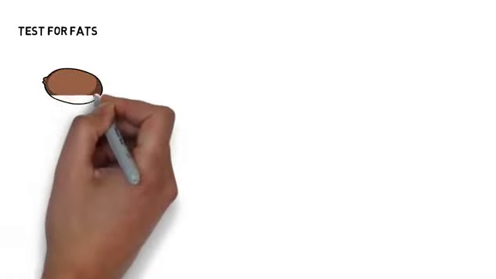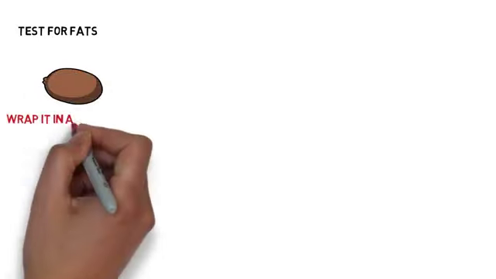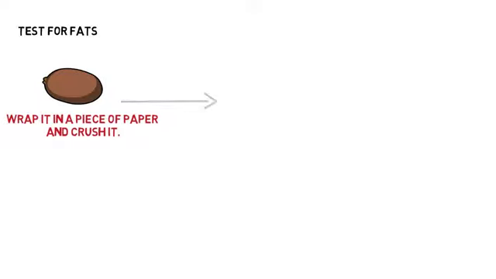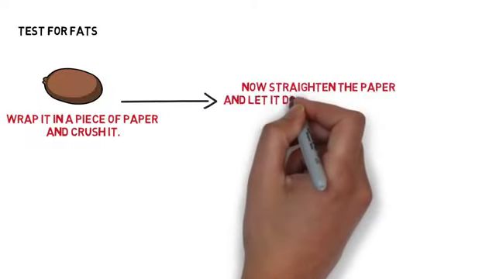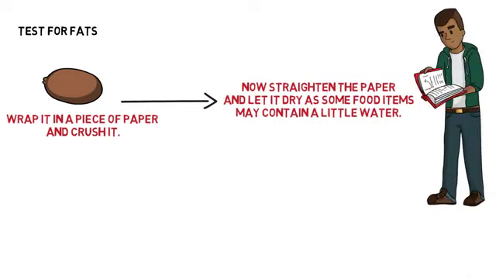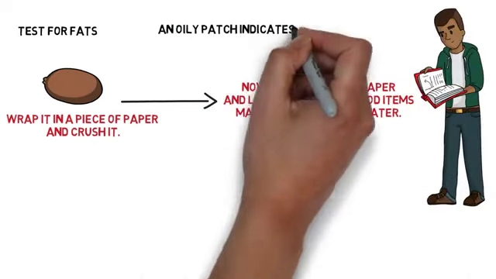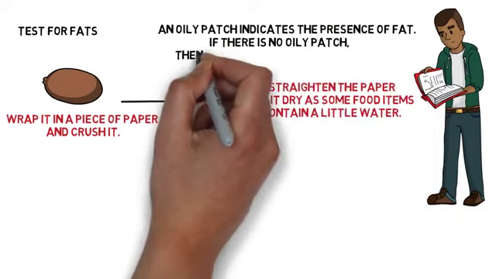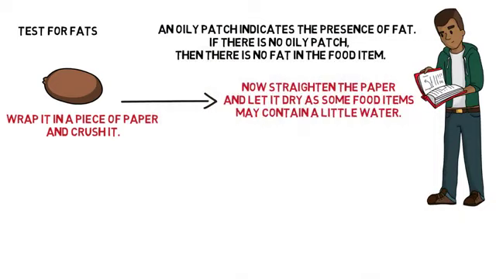Test for fats. Take a small quantity of a food item. Wrap it in a piece of paper and crush it. Now straighten the paper and let it dry, as some food items may contain a little water. Check for any oily patch. An oily patch indicates the presence of fat. If there is no oily patch, then there is no fat in the food item.